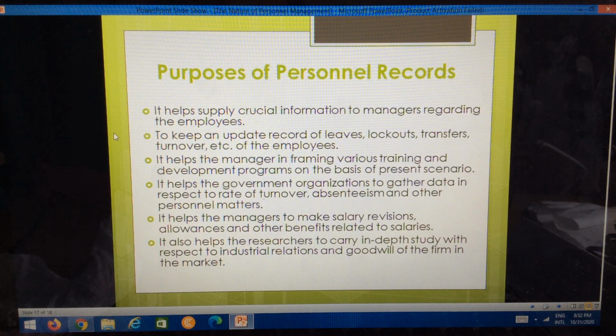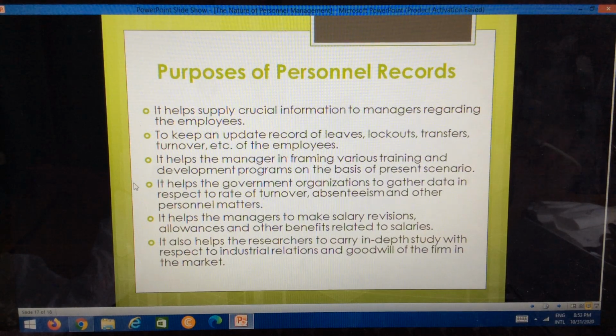Now, this is the last topic of personnel management. The purpose of personal records. First, it helps supply crucial information to managers regarding the employees. Second, to keep an updated record of leaves, lockouts, transfers, and turnovers of the employees. Third, it helps the manager in framing various training programs on the basis of the present scenario. Fourth, it helps government organizations to gather data in respect to rate of turnover, absenteeism, and other personal matters.